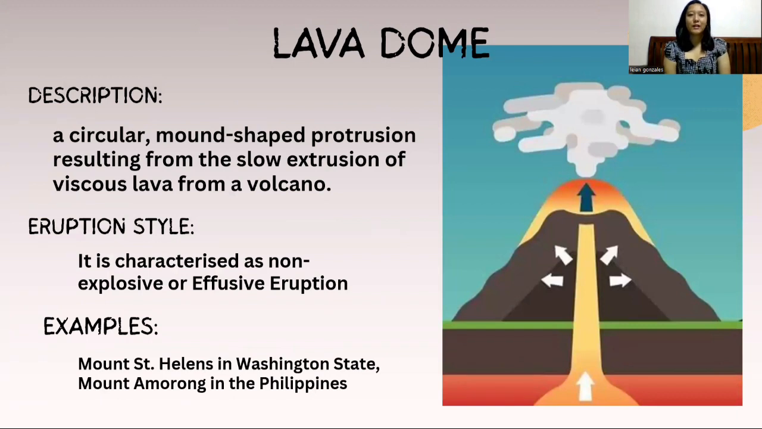Next, we have the lava dome. It is a circular mound-shaped protrusion resulting from the slow extrusion of viscous lava from the volcano. The eruption style of it is characterized by non-explosive or effusive eruption. The best examples of it are Mount St. Helens in Washington state and Mount Mayon in the Philippines.